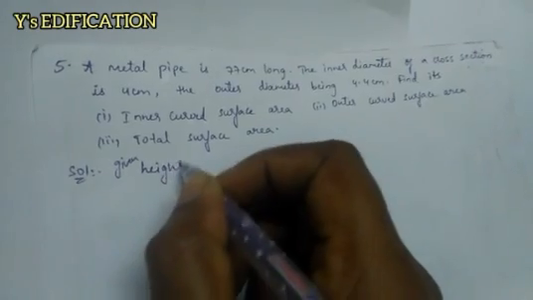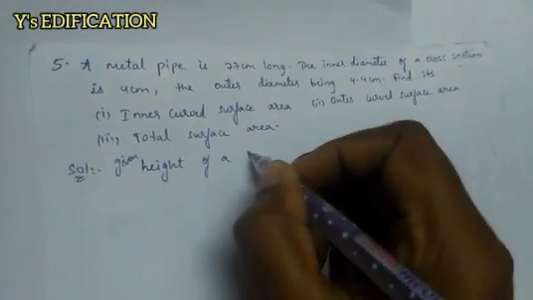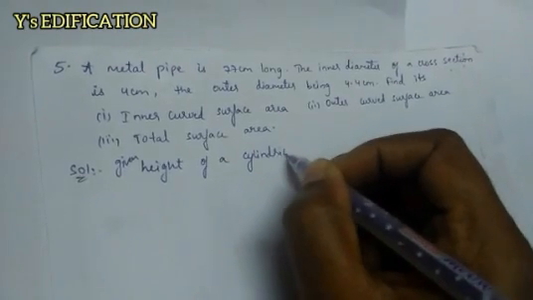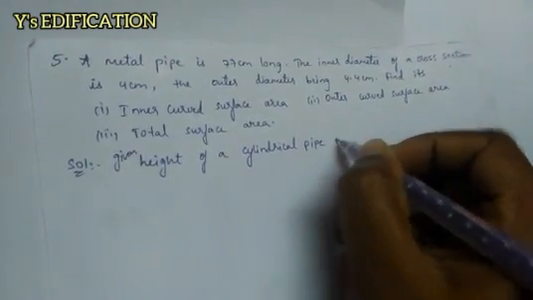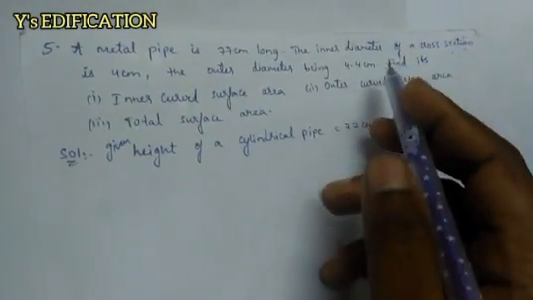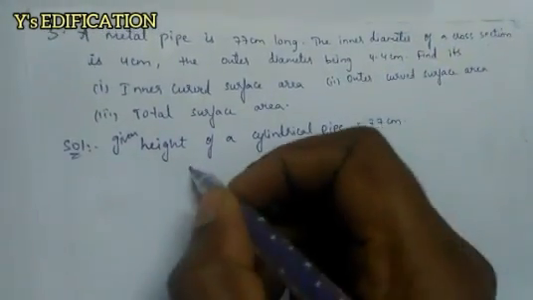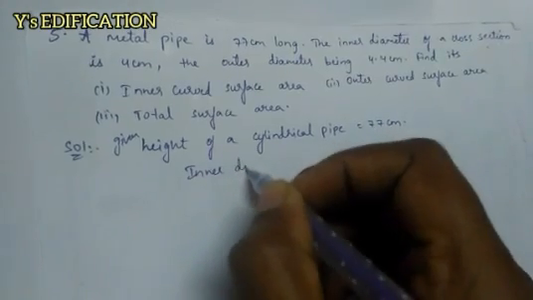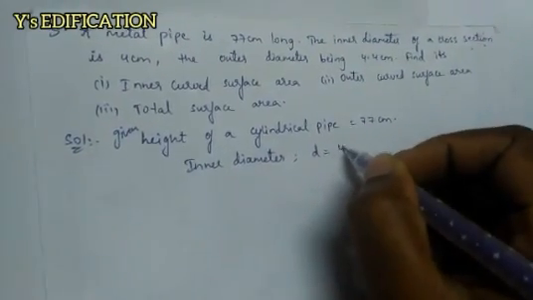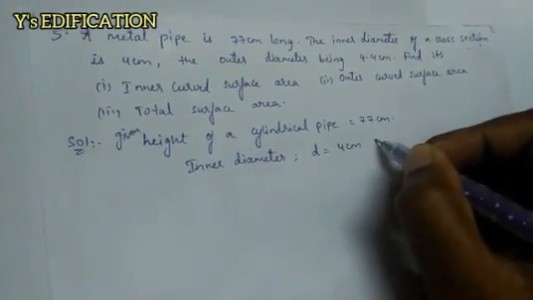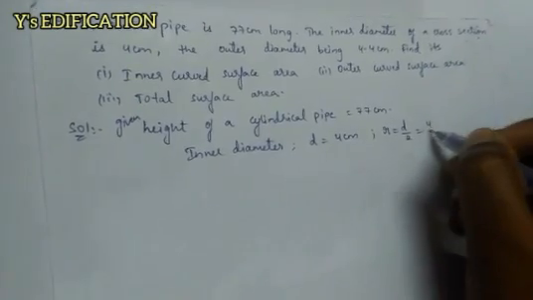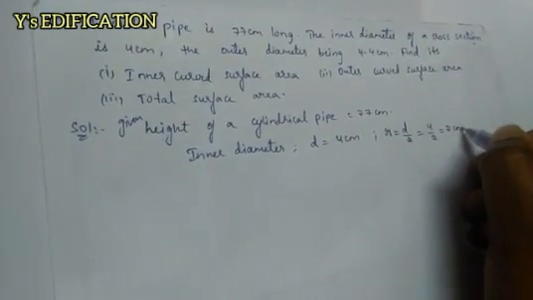Given height of a cylindrical pipe is equal to 77 centimeters. Inner diameter of a cross section area, small d is equal to 4 centimeters. We want radius, so we will write with small r, that is 4 by 2 is 2 centimeters.